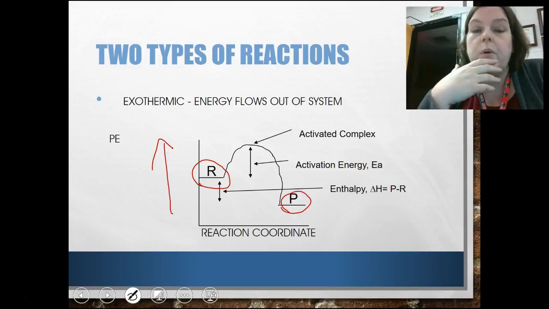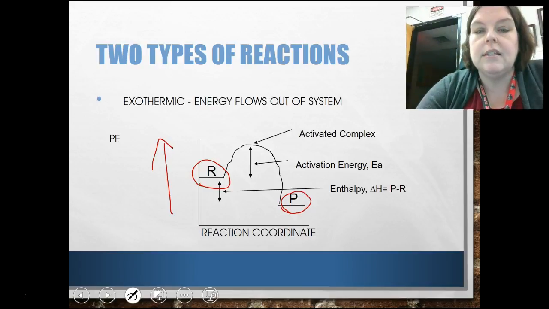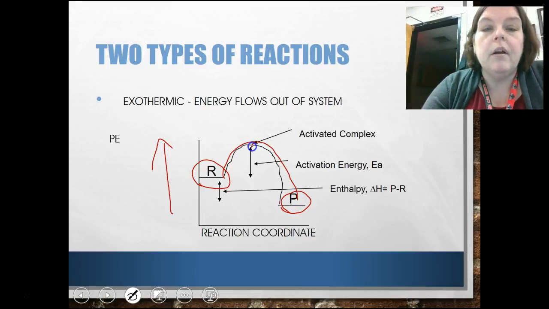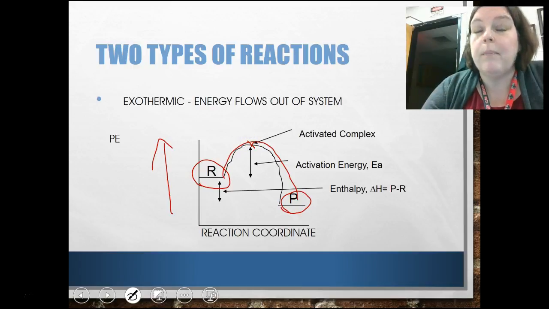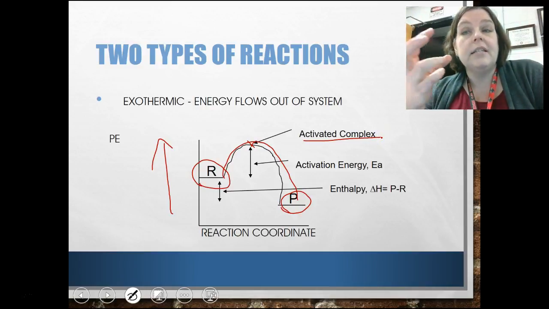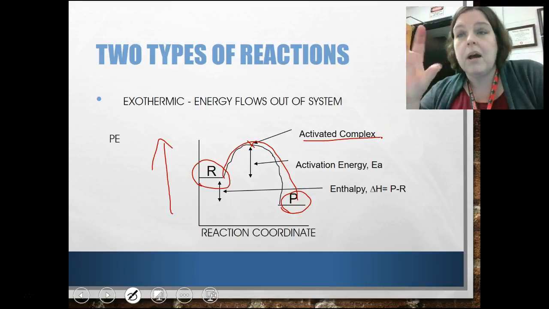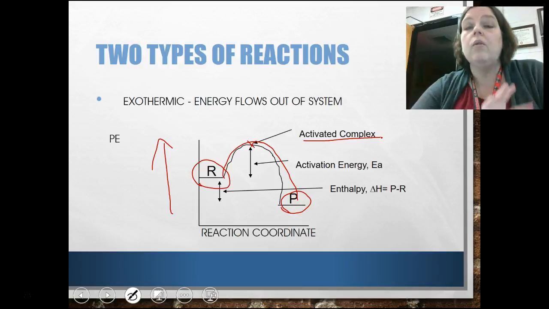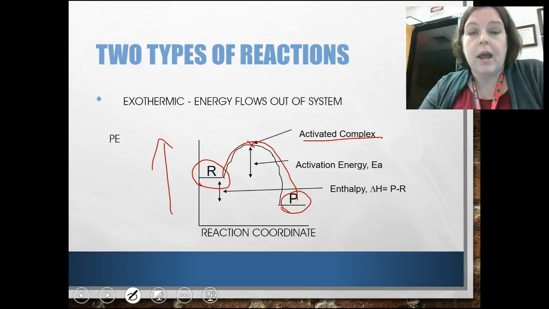So how else do we read this? Well, we see several things here. We see this hump right here, okay? That's just the graph showing where we have to reach. The substance that has to be formed at the top is called the activated complex. It's the substance that is the intermediate between the reactants and the products that has to form in order for the reaction to continue the other way.